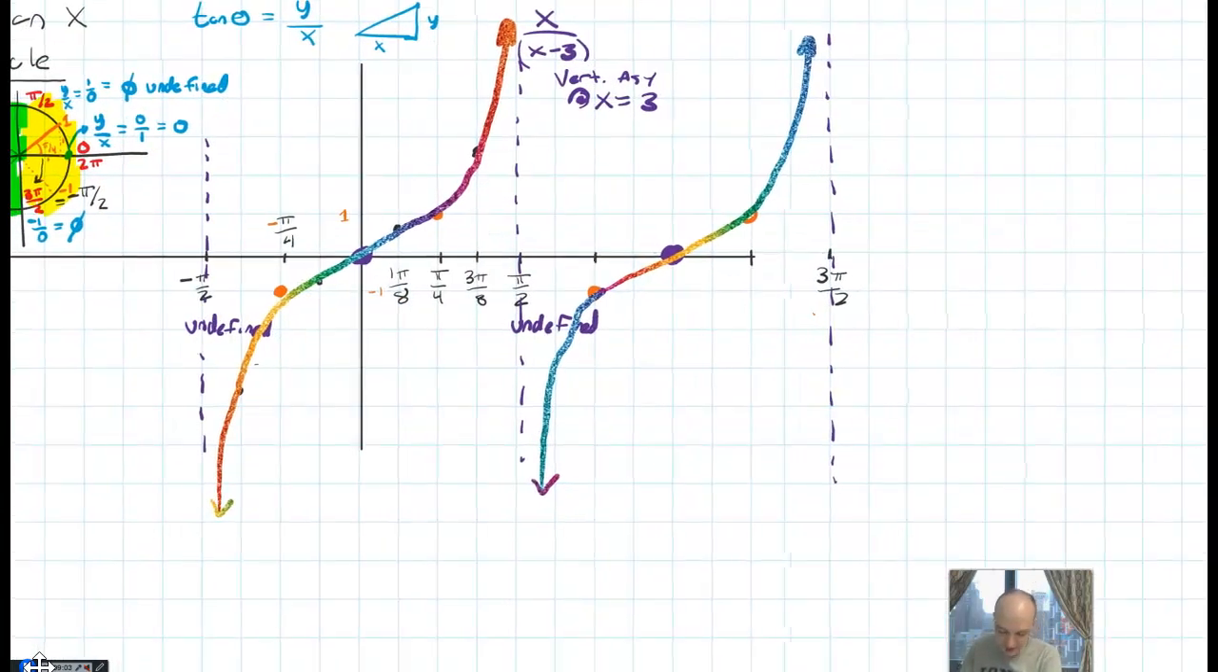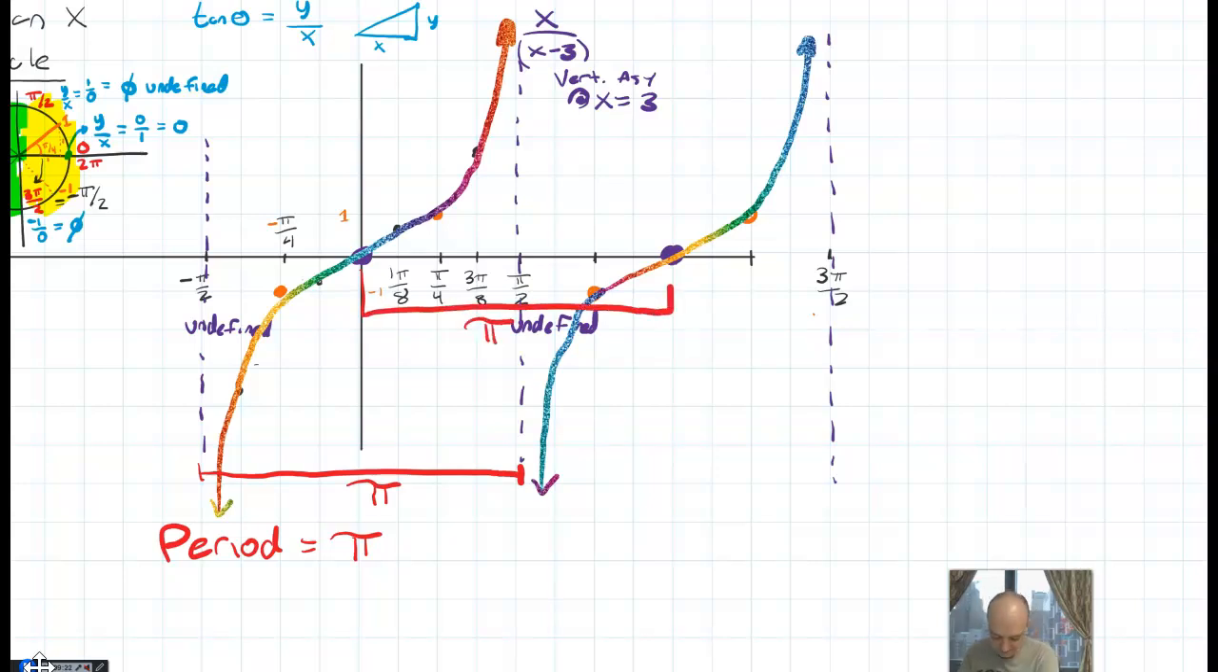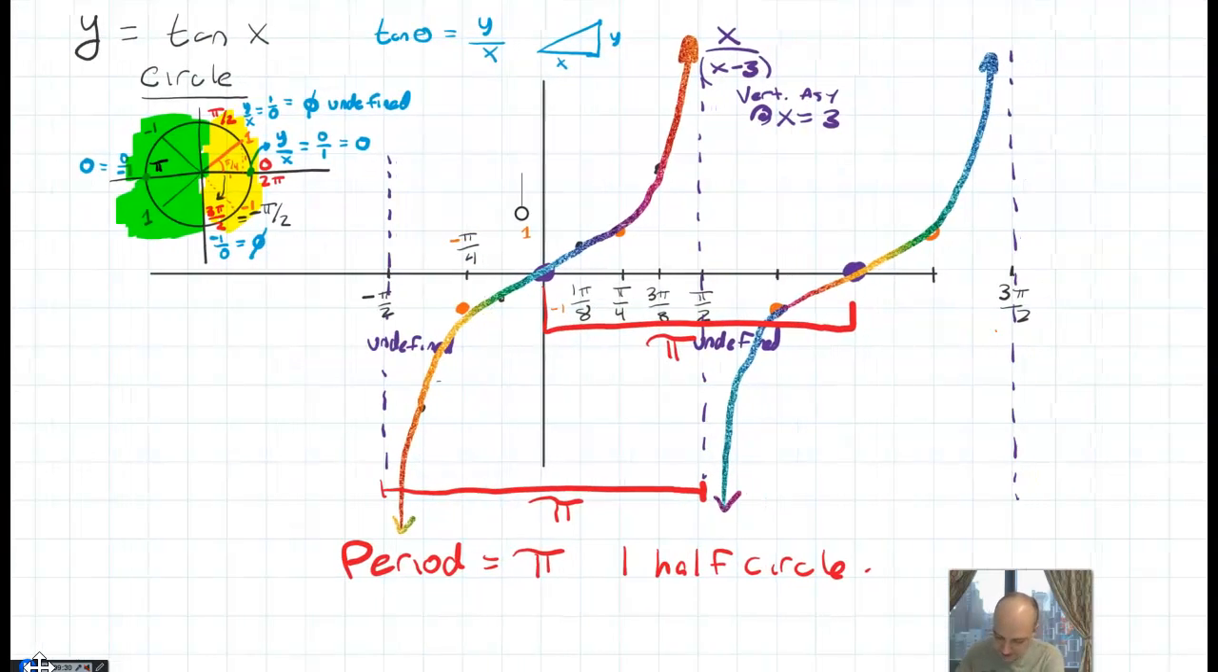The period of the tangent graph is pi. So we'll say the period is pi, and you can measure that by looking at the distance from the asymptote to the asymptote. You can also measure that by looking at the distance from the zero to the zero, which is pi. And the reason that's true is pi is half a circle. And that's kind of the parent graph of tangent.